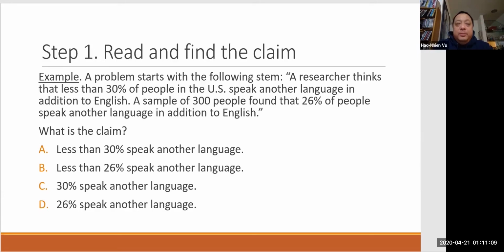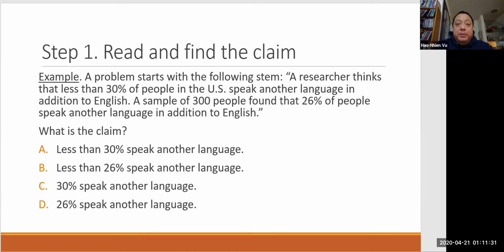Let's walk through these steps. As we go along, I will be asking questions. At each question I ask, you should pause the video to answer the question before moving on and seeing the answer. Step 1, identify the claim.